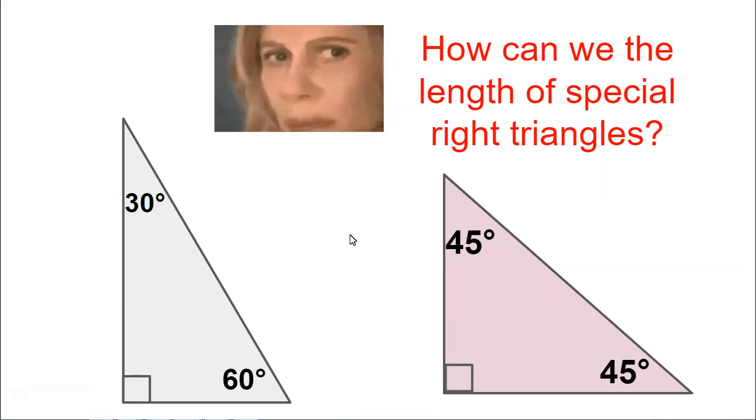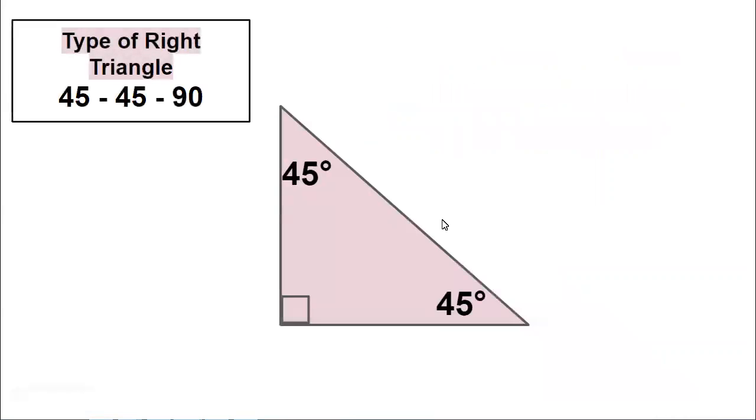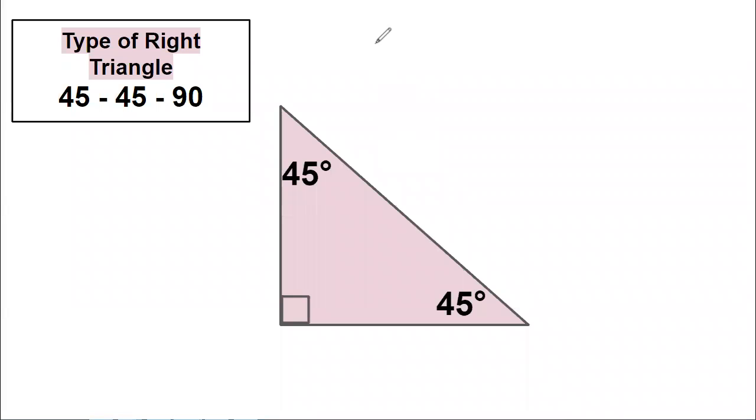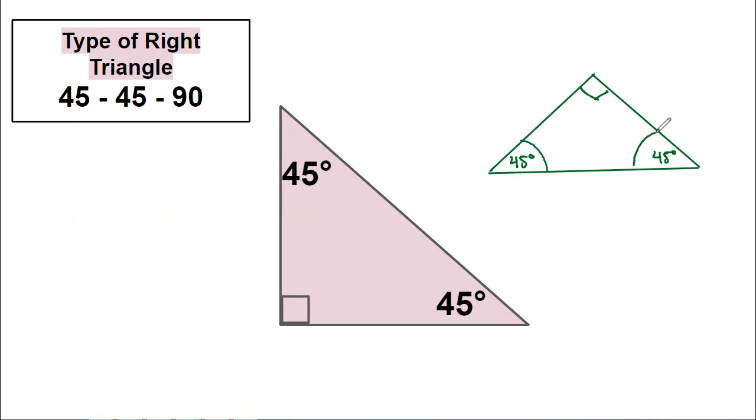So here it is. Let me introduce it to you. Go ahead and copy this one down in your notes and title it type of right triangle, 45, 45, 90. Let me draw this triangle that we are more familiar with. Let's say that this triangle has a 90-degree angle. Therefore, this angle is going to be 45 degrees, and this angle is going to be 45 degrees. Therefore, my base angles are congruent to each other.